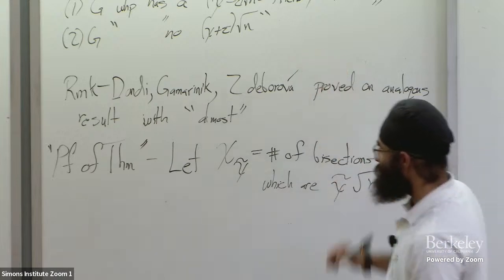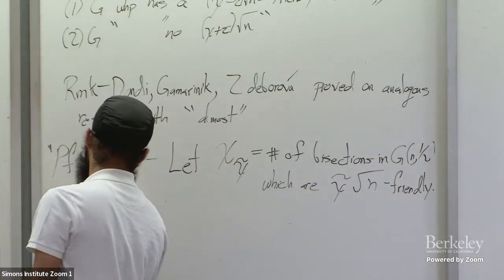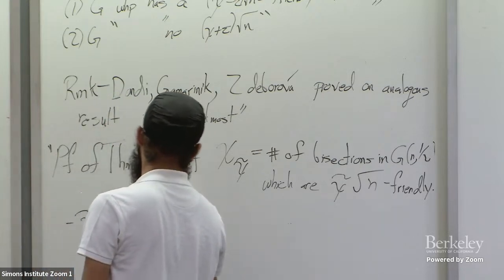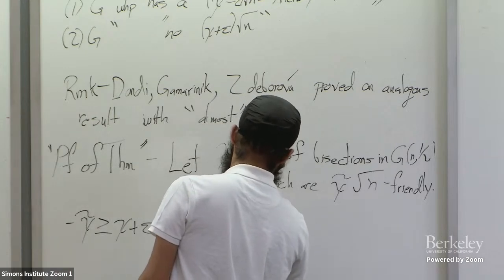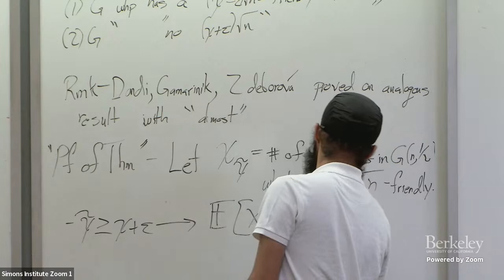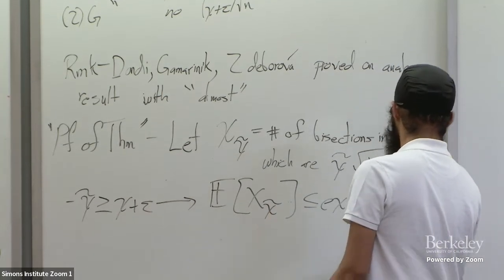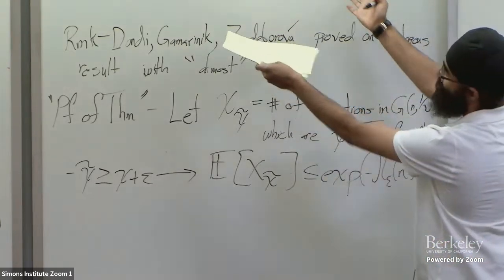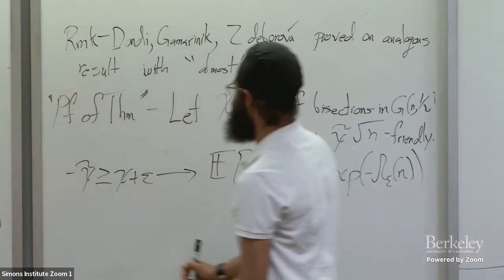So to prove the second part of the statement, we're just going to apply the first moment method. So first, if gamma tilde is bigger than this threshold gamma plus epsilon, what we prove is that the expectation of x of gamma tilde is exponentially small. Once you have this claim, part 2 is just the first moment method. Okay.